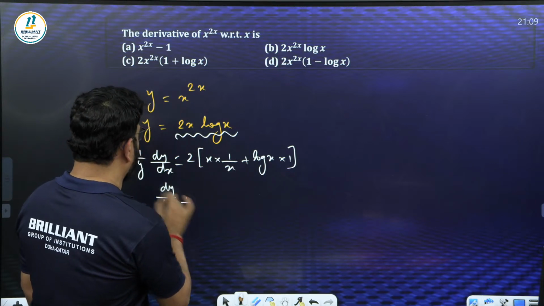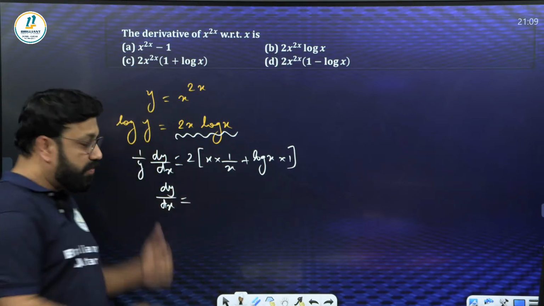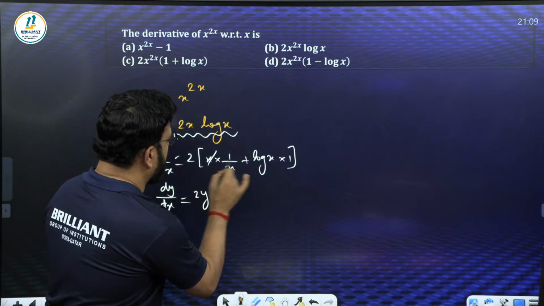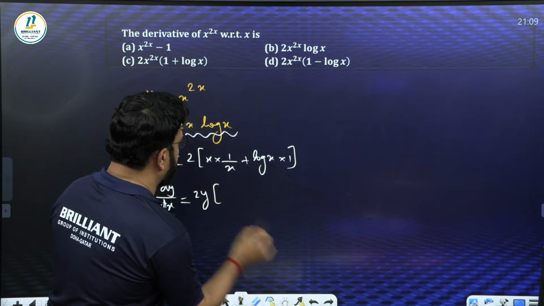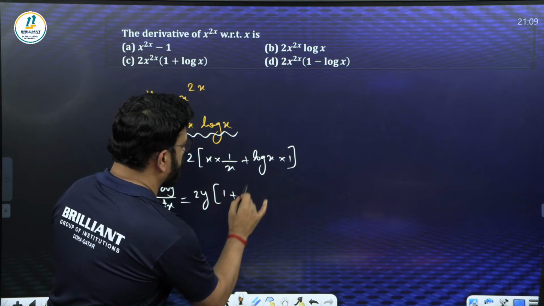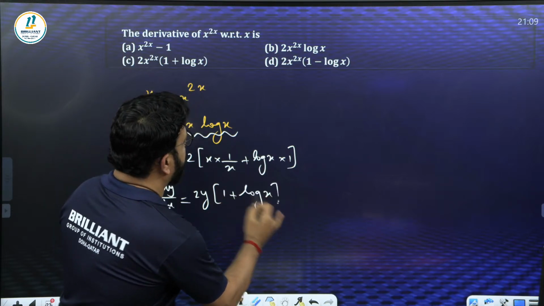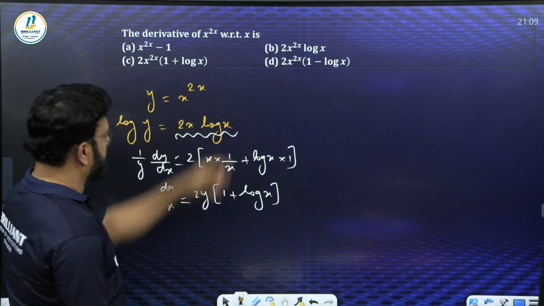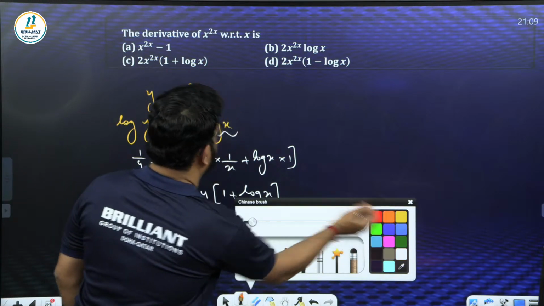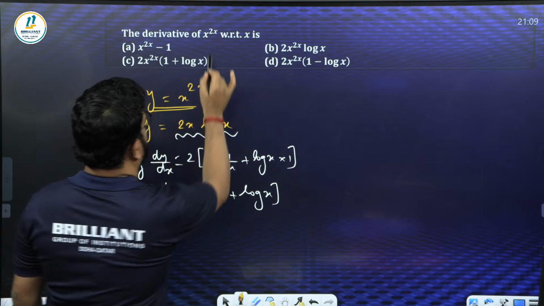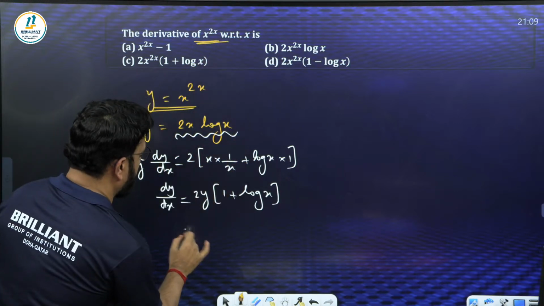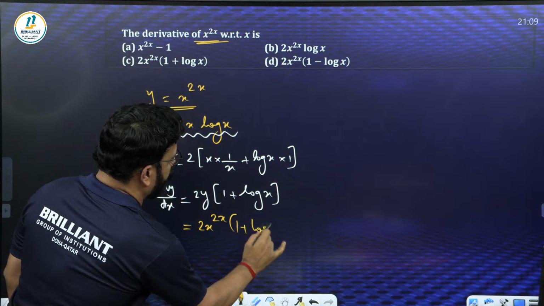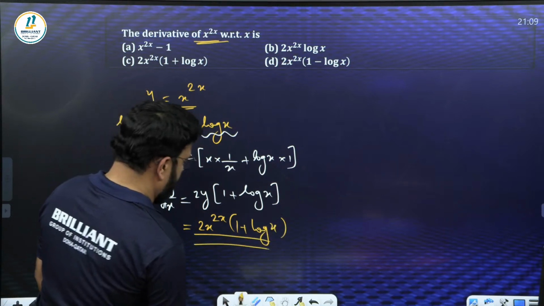Dy by dx equal to this, y I am taking to the right side: 2y into x, and x and x will be cancelled, then it goes to 1, and log x into 1 goes to log x. But check the answer, 2y is not there, so what is y? We took y as x raised to 2x. Substituting, we get 2 into x raised to 2x into 1 plus log of x. The answer is there, I think.